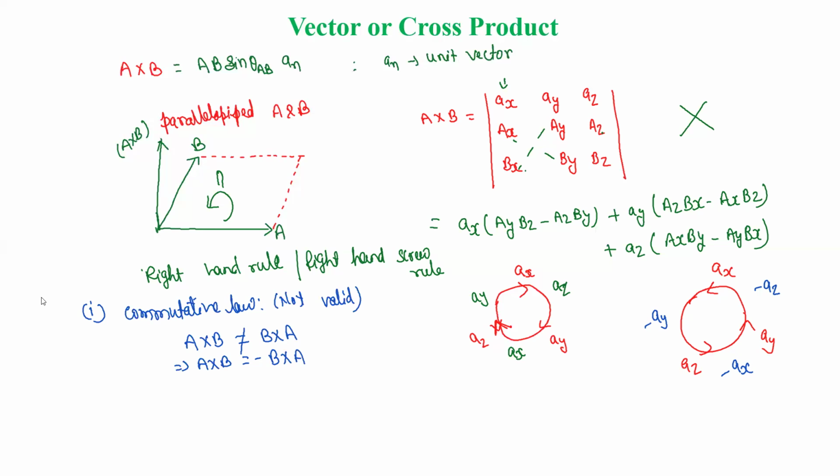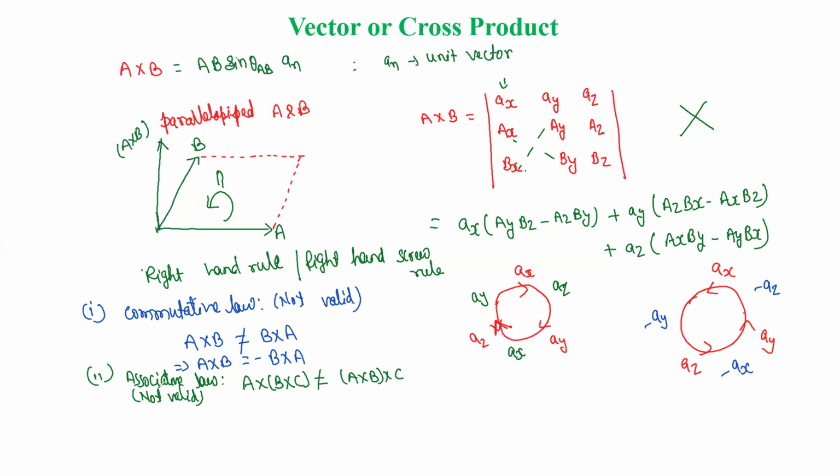Similarly, the second law we are discussing is the associative law. In the case of the associative law, we check again. If you have A cross B cross C, here B is associated with C. If you associate A with B, again we find this cross with C. Again it is not valid. So the associative law is also not valid in the case of the vector product.